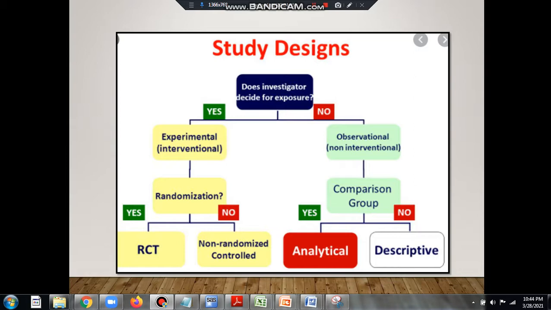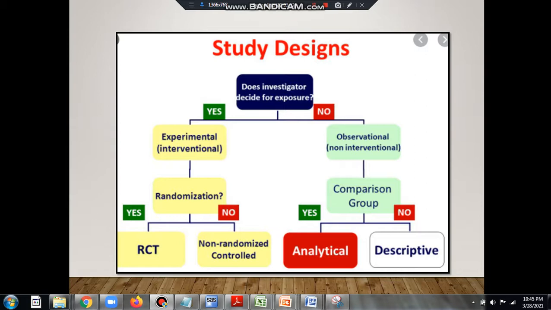So that is the difference between an experimental study and an observational study. An experimental study is also called an interventional study, and an observational study is also called a non-interventional study. And there is one more aspect of experimental study designs. Most of these studies do have randomization, because randomized controlled trials are considered the gold standard, the highest standard in understanding a causal relationship between the independent and the dependent variables.